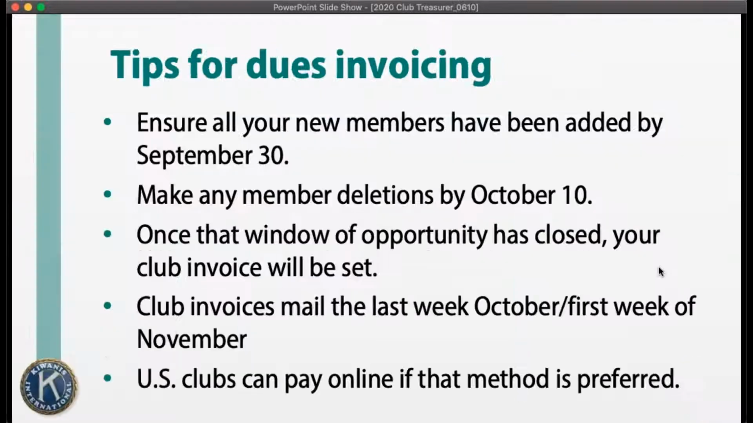Some tips for dues invoicing: to ensure that all new club members have been added by September 30th. Make sure that any deleted member is submitted by your club secretary by October 10th, or you will be billed for them. After the 10-day window, your invoice is locked in. Invoices will be mailed out the last week of October or the first week of November from Indianapolis, and you'll have 30 days to remit payment. Information on where and how to remit payment is listed on your invoice.